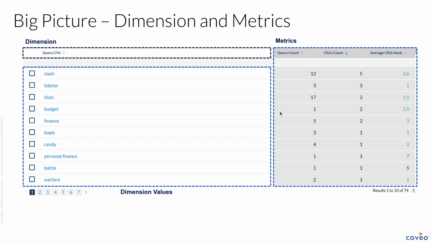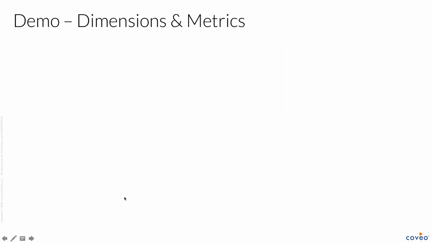So we see here, for example, the query count, so how many times the Clash query was counted. How many times did the Clash query lead to a click? We can also tell you that. And on average click rank: on average, when the query Clash was made and there was a click, where was the result? So what 2.6 says is that on average, when the Clash query is made and there's a click, it's about at rank 2.6, so between 2 and 3 in the search results.